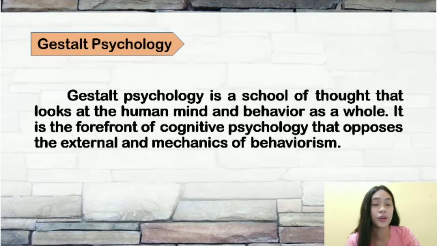Gestalt psychology, for the information of everybody, is a facet of cognitive psychology, the sphere which emphasizes that the whole of anything is greater than its parts. To begin with, Gestalt psychology is a school of thought that looks at the human mind and behavior as a whole. Thus, it opposes the external and mechanistic view of behaviorism. Instead, the mind tends to perceive objects as a greater whole and as elements of a more complex system.